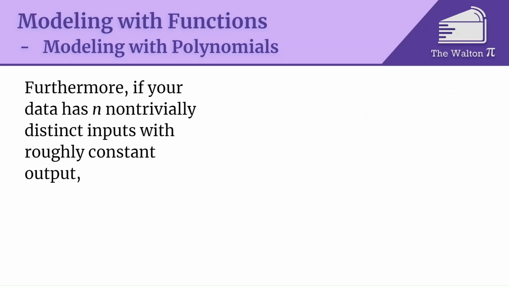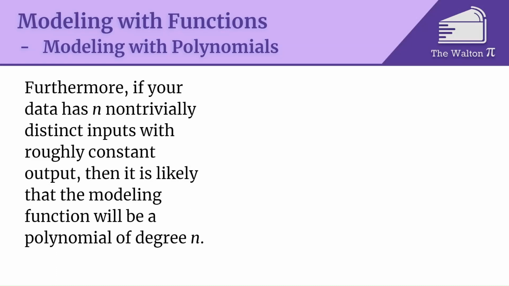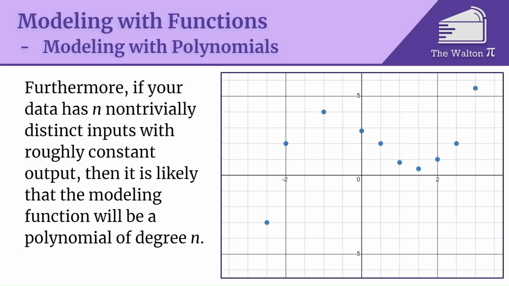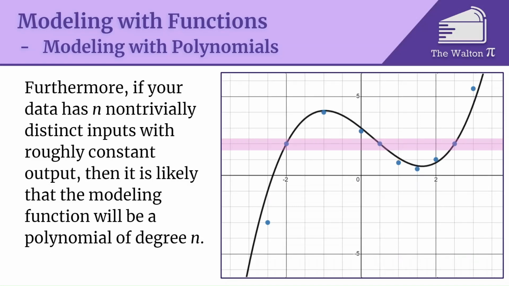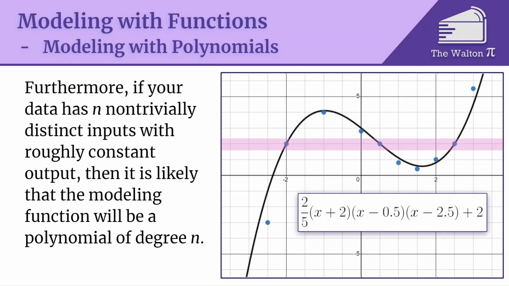Furthermore, if your data has n non-trivially distinct inputs with roughly constant output, then it's likely that the modeling function is a polynomial of degree n. So for example, let's look at this set of data points. We have 3 data points that are all roughly the same constant output. They each have an output of roughly 2. And we have 3 of those points, so we're likely going to have a function of degree 3 that will track this behavior. And if we look at this graph, which tracks the behavior pretty well, that is a cubic polynomial. It is a degree 3 polynomial.